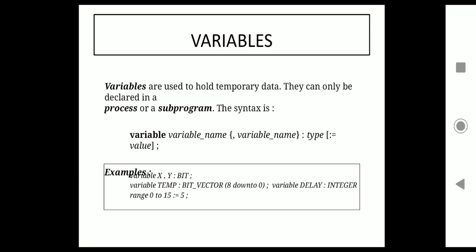So variable, then the variable name, its type and value, the same as with constants. Then variable x comma y, bit, that means this type is a bit. Then variable temp, bit vector 8 down to 0. Variable delay, integer, range 0 to 15 and its value is 5. So in this way you can define the variables, the second data object type.